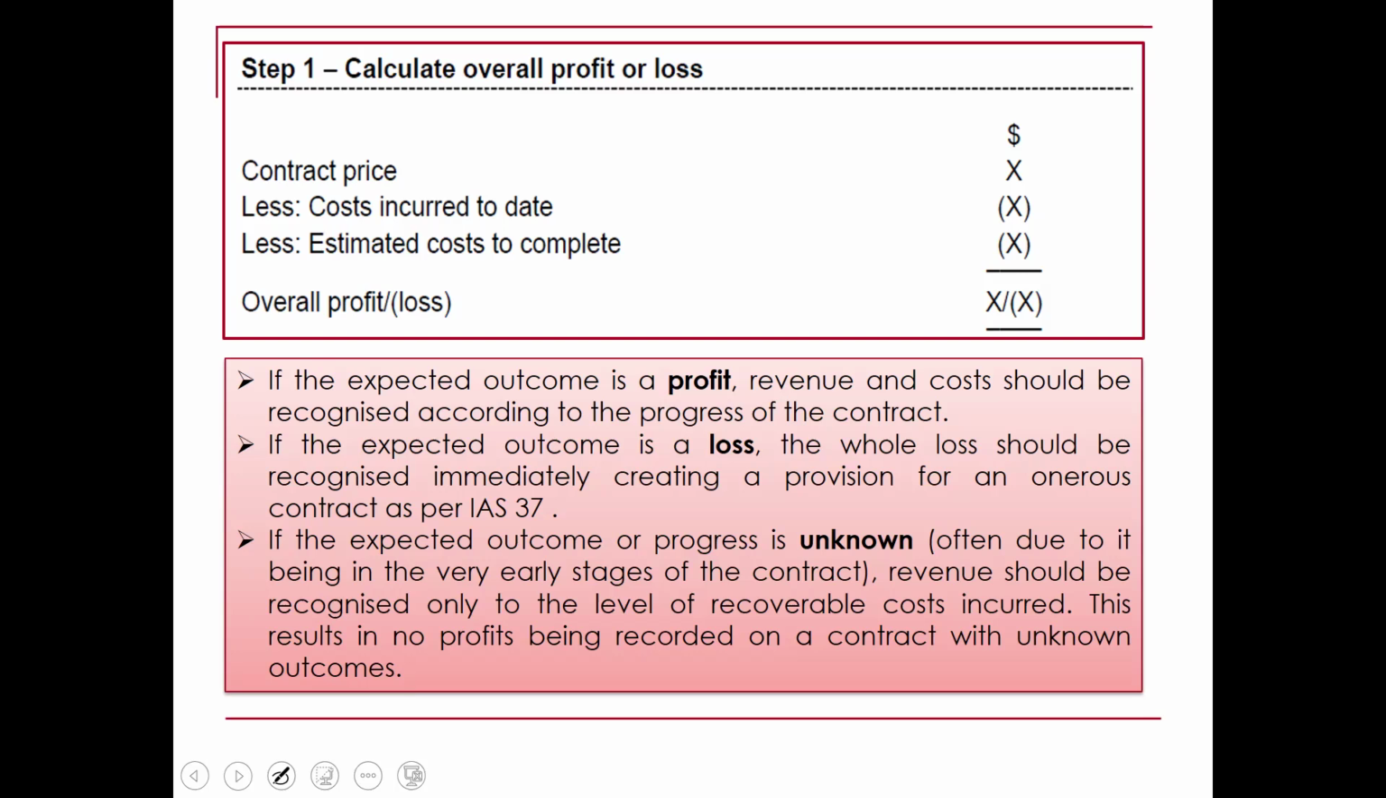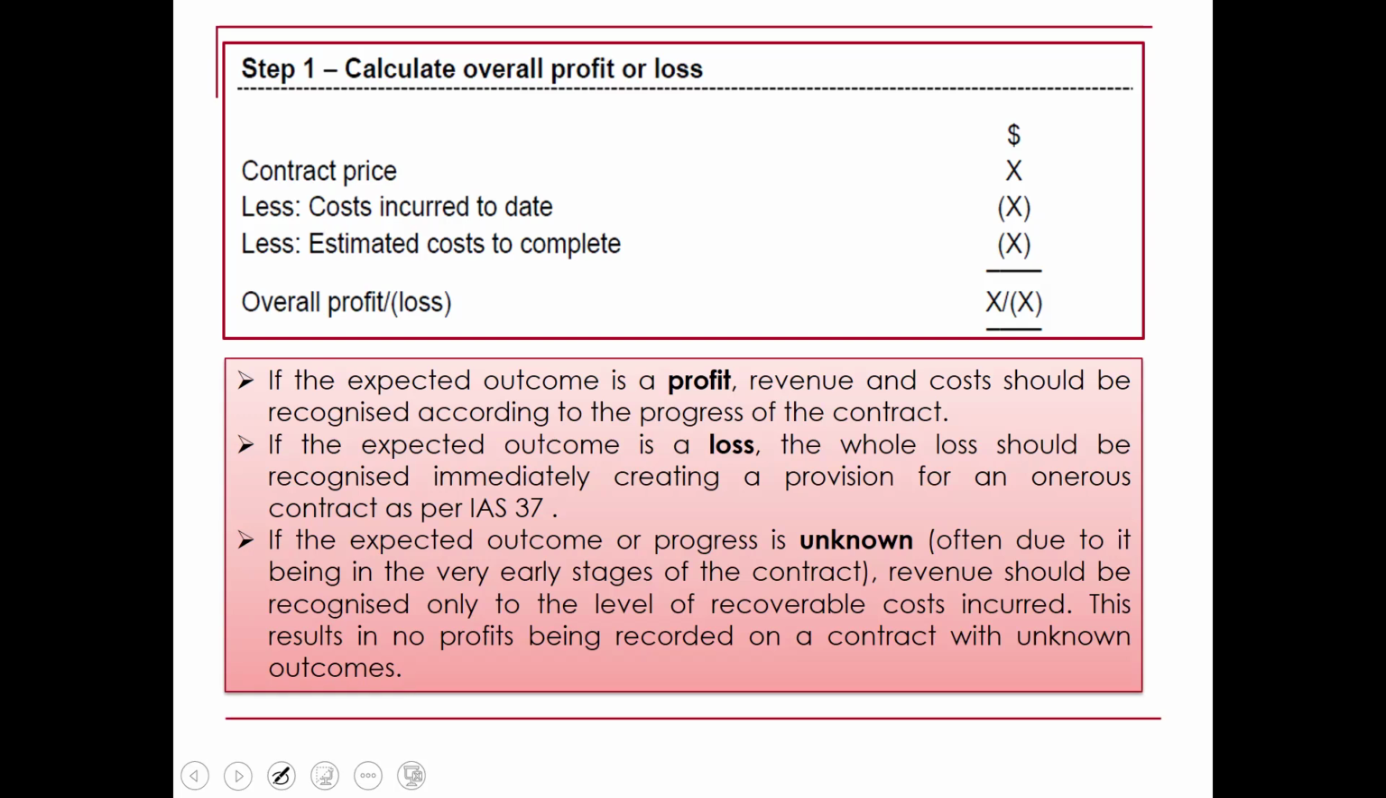So if we have determined that from this project we are going to make a profit, it means we need to recognize a portion of revenue, recognize a portion of cost of sales, and calculate our gross profit from that project. That's what we include in the statement of profit and loss.